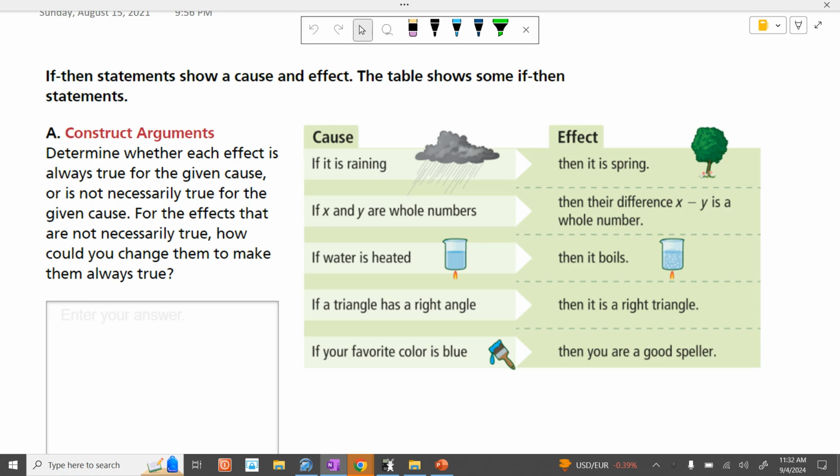If it is raining, then it is spring. Is this a true or false statement? False. It doesn't have to be spring if it is raining.